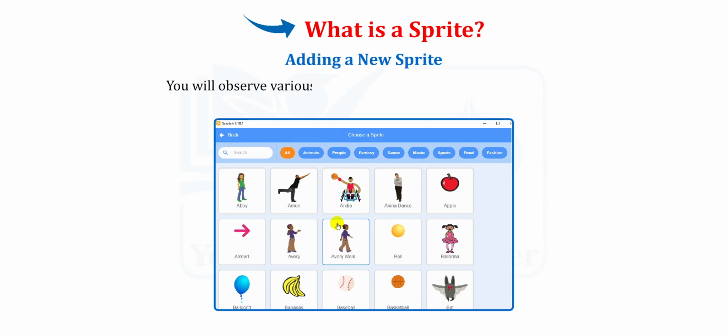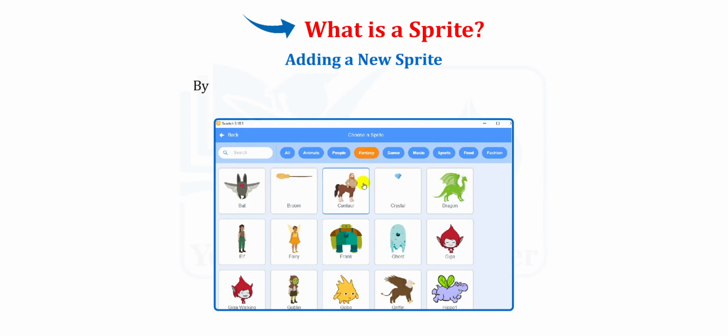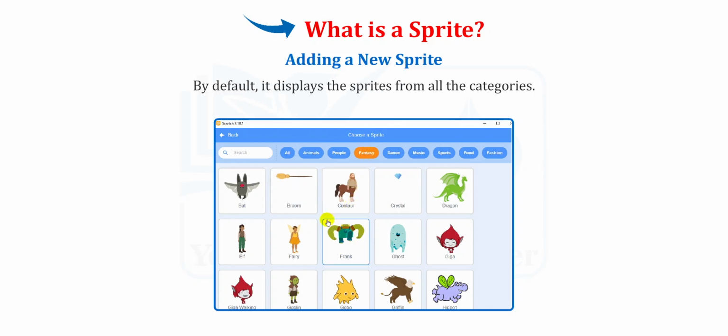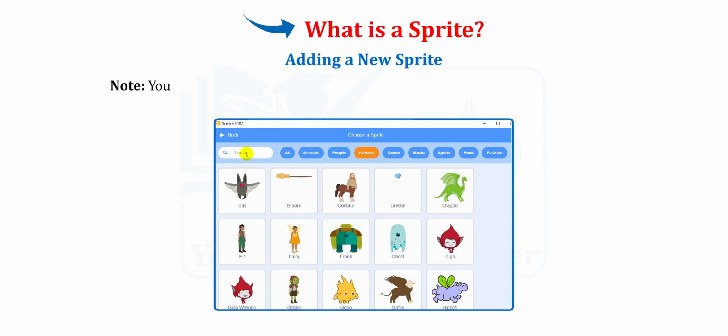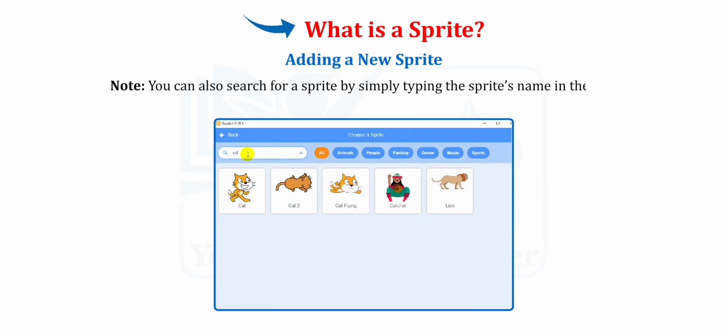You will observe various categories lying on top of the window. You can click on any category to choose the sprite from. By default, it displays the sprites from all the categories. Students, note that you can also search for a sprite by simply typing the sprite's name in the box.